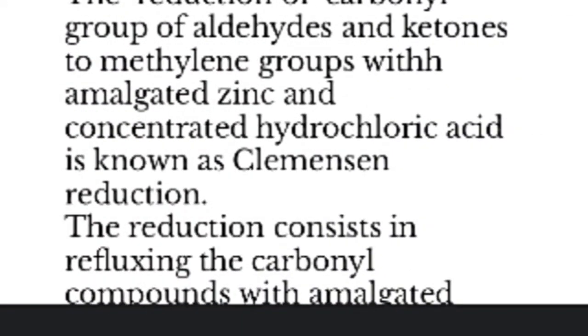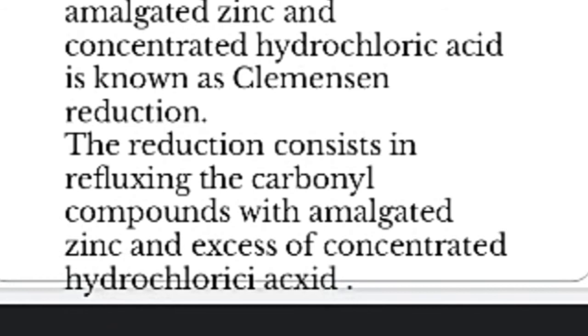Concentrated hydrochloric acid is known as Clemmensen reduction. It is especially the conversion of a carbonyl group to a methylene group. The reduction consists in refluxing the carbonyl compounds with amalgamated zinc and excess of concentrated hydrochloric acid.